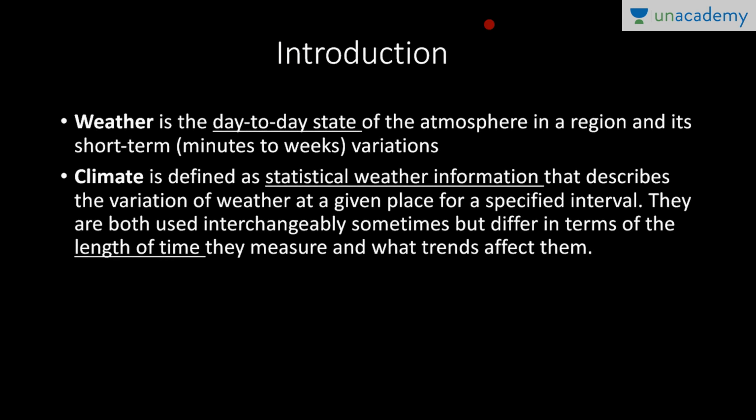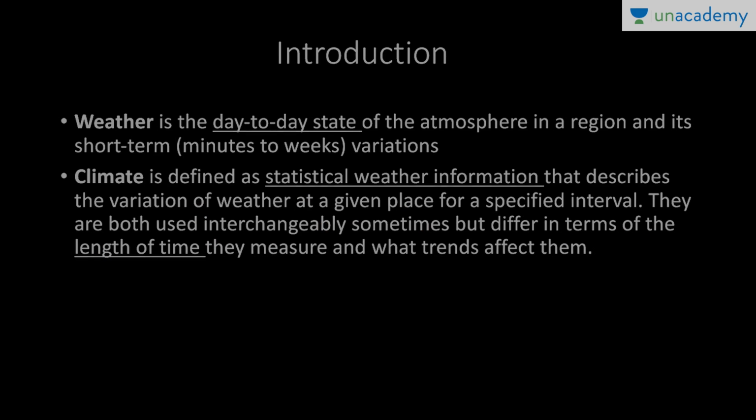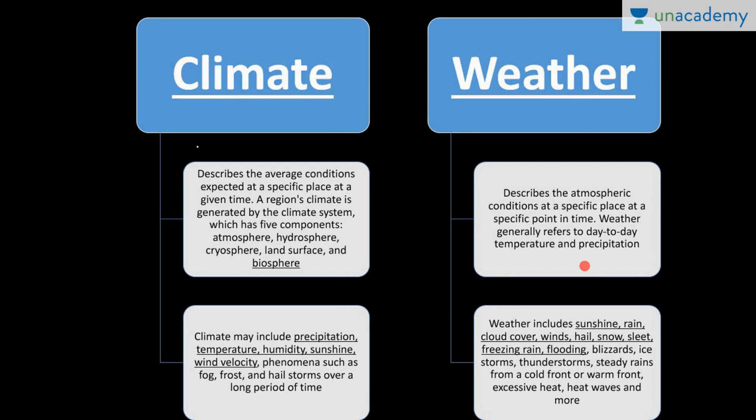Now, what is weather and what is climate? Weather is the day-to-day state of the atmosphere in a region. Remember, it is the day-to-day state. And climate is statistical weather information, that is, the average of weather conditions over a period of time. Although sometimes these terms are used interchangeably, they differ in terms of the length of time they measure. So let's discuss the difference between climate and weather.